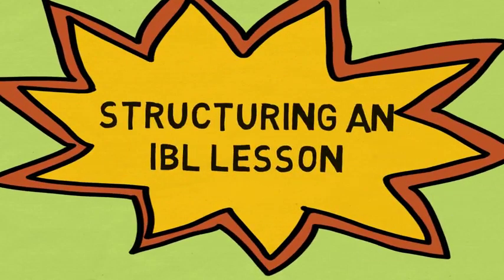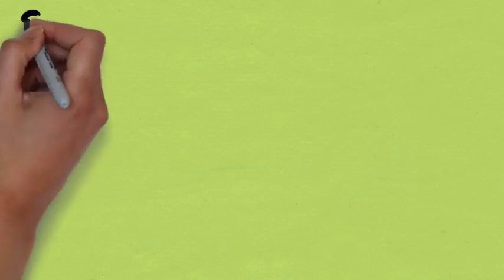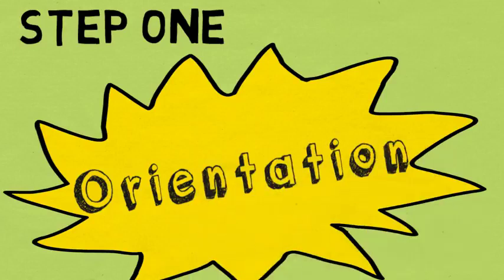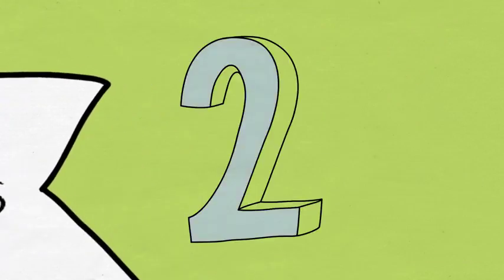So we've seen what inquiry-based learning is, but how do we actually go about planning a lesson? There are 5 simple steps. Step 1 is the orientation. This is basically your introduction to the lesson, and it serves 2 main purposes. 1, to capture the interest of the class, and 2, to explore children's prior knowledge of the topic.